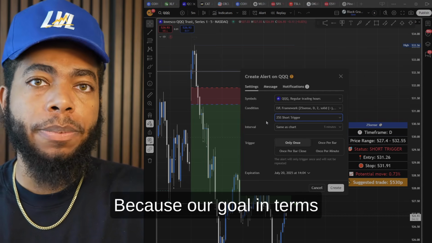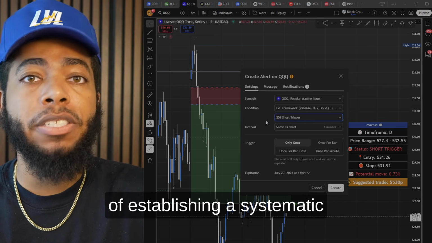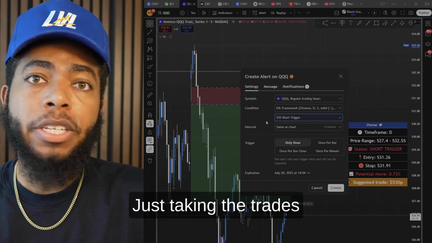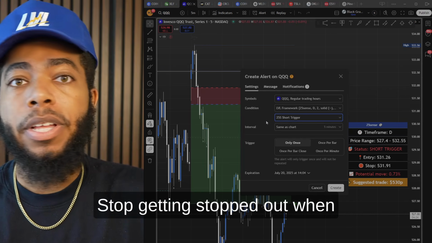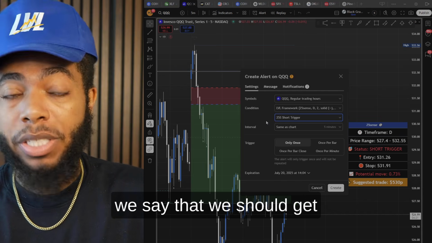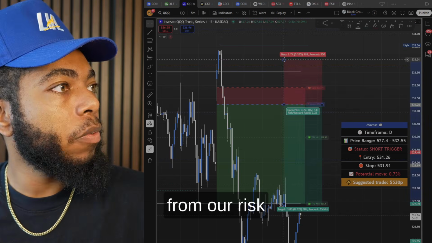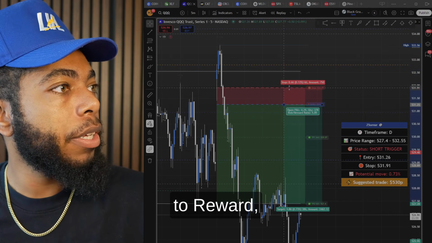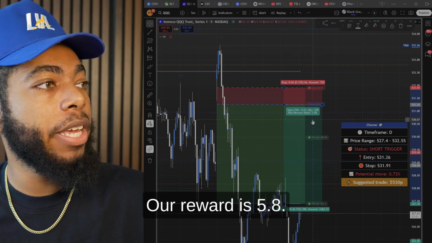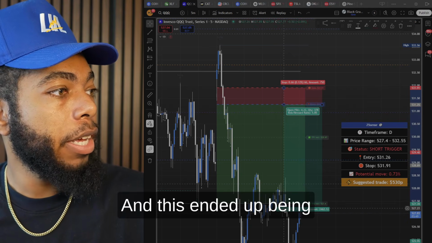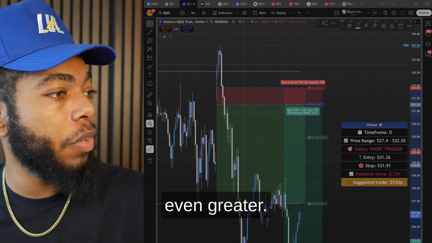Stick to this script, because our goal in terms of establishing a systematic strategy is to follow the regimen to the T. Just taking the trades when they show up, getting stopped out when we say that we should get stopped out, such that our risk is really low. From our risk to reward, right? Our reward is 5.8, just about 6 to 1 reward to risk, right? And this ended up being even greater, right?